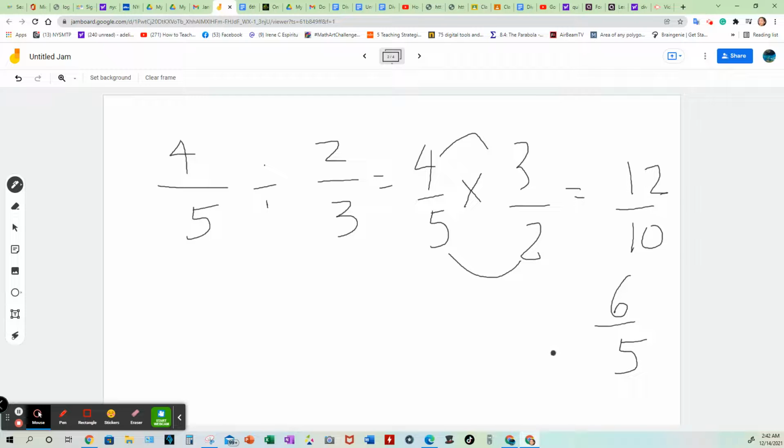6/5. But 6/5 is an improper fraction. So we can get one group of 5 from 6, so 1. And then we have a remainder of 1, which is a leftover. But that will be our numerator. And so we keep the denominator 5. So this will be our final answer.